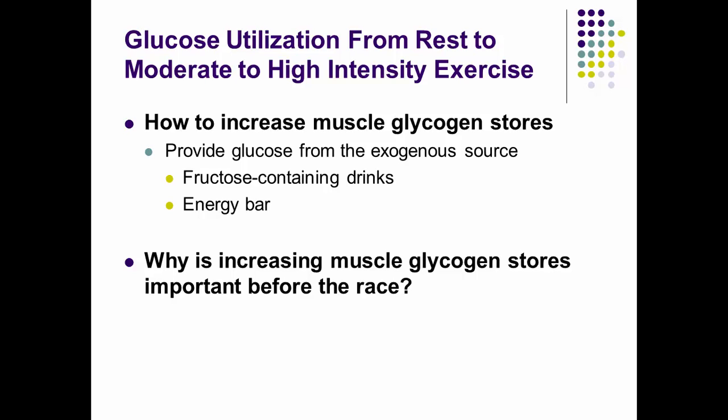It can be immediately used during the exercise. So that can save some muscle glycogen for later use during the exercise, right? And also energy bars. Maybe a couple of hours before the games, you can eat an energy bar to get more carbohydrate load. It can also be used during the early stage, and also save the muscle glycogen for the later stage.